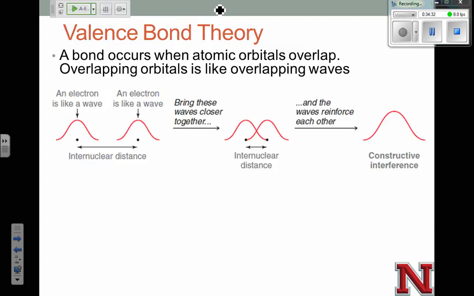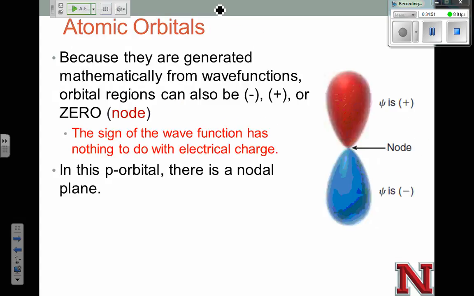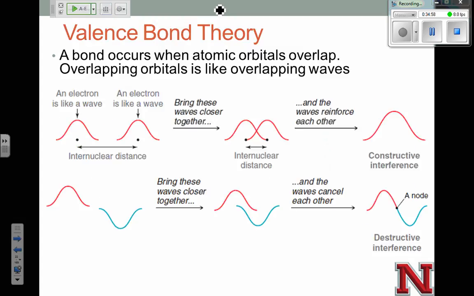So for a valence bond to occur, we need to have overlapping of orbitals. And there are 2 ways our orbitals can overlap. They can either overlap with constructive interference, where our like portions overlap together, meaning if we're bonding 2 p orbitals, the red part and the red part are going to bond, or the blue part and the blue part are going to bond. The other way is the blue part trying to bond with the red part, and that's destructive interference. We have to have bonding to occur. We have to have a bonding orbital.